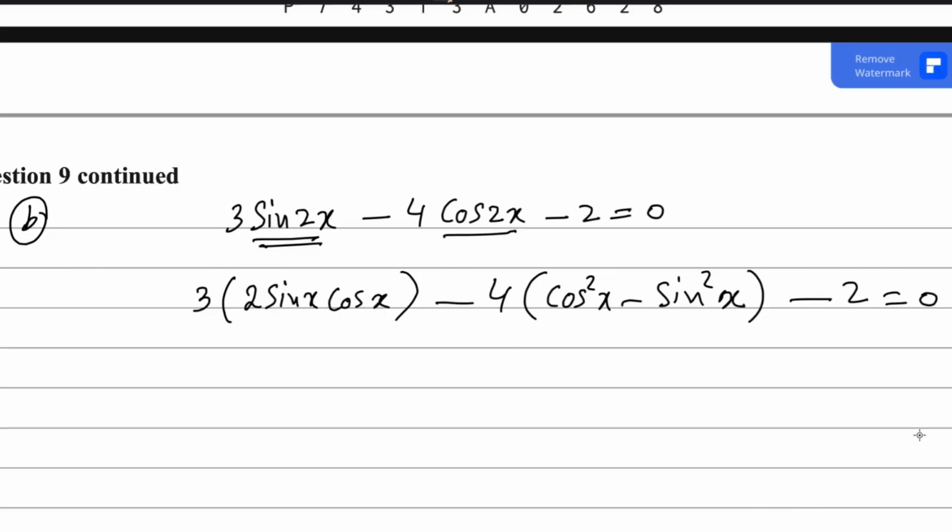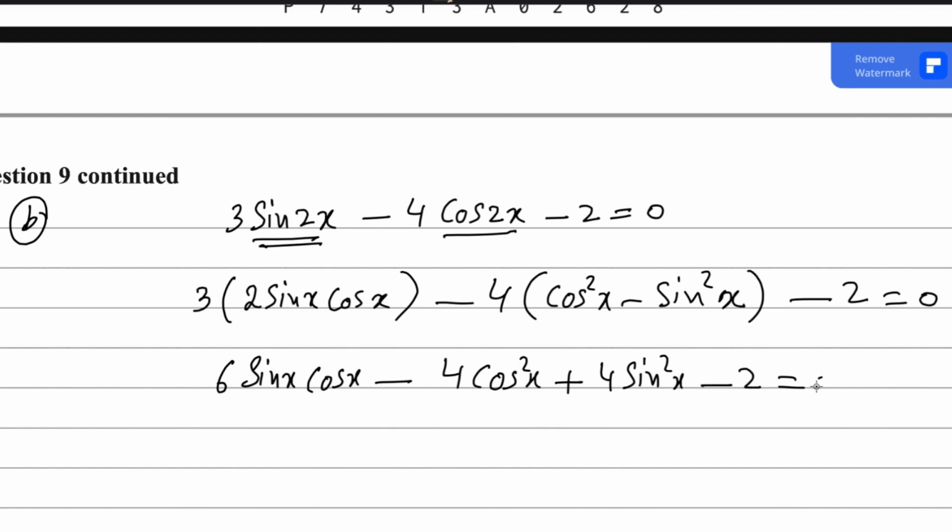Now simplifying, 6 sine x cosine x minus 4 cosine square x plus 4 sine square x minus 2 equals to 0.